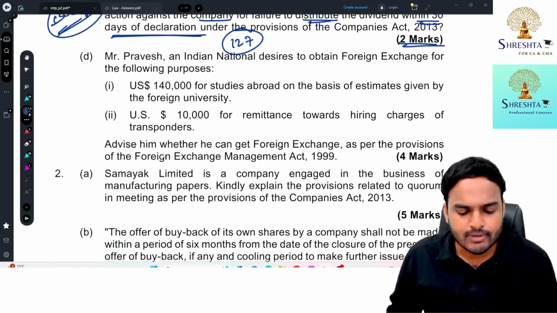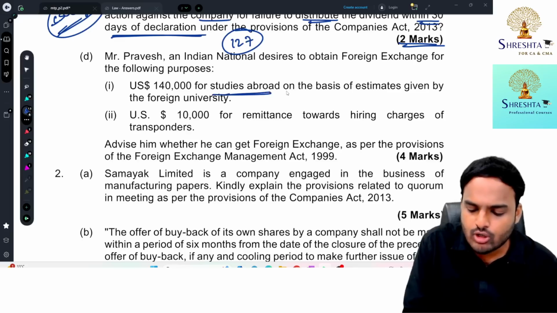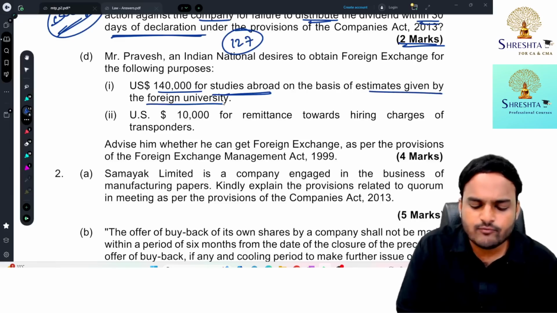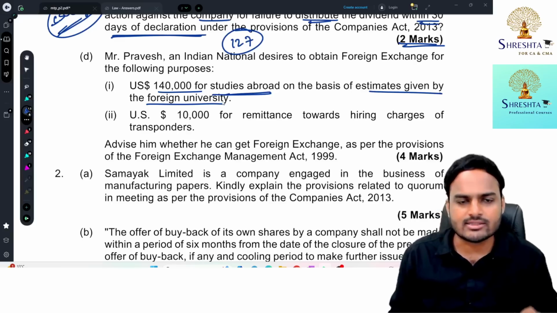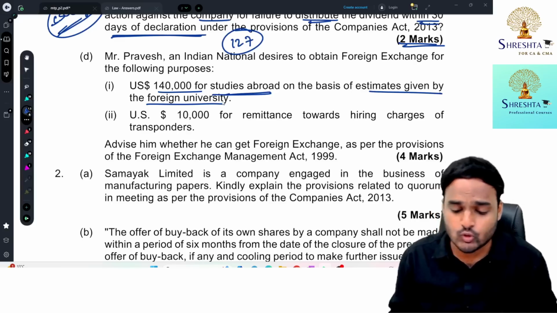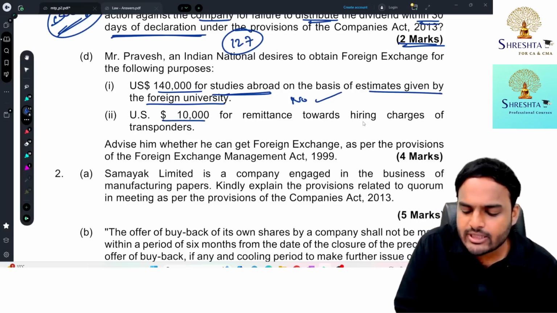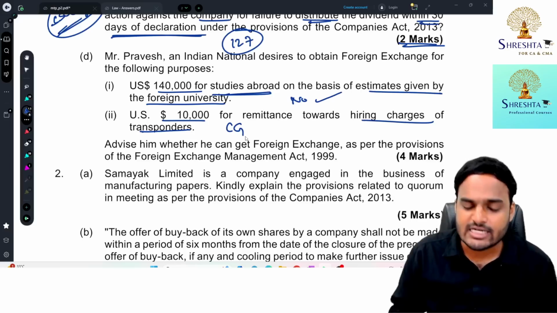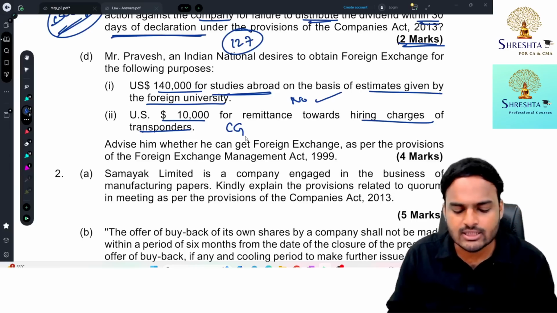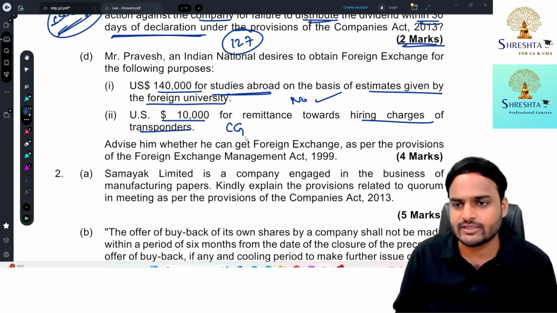Next, Mr. Pravesh, an Indian national, desires to obtain foreign exchange for the following purposes. One is studies abroad, US dollar 1,40,000 for studies abroad on the basis of estimates given by the foreign university. Since it is within the limits specified under LRS, Liberalized Remittance Scheme, no permission is required. He can obtain foreign exchange. Next, US dollars 10,000 for remittance towards hiring charges of transponders. In this case, central government prior approval is required. So central government prior approval is compulsory.